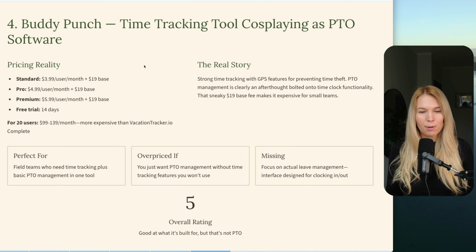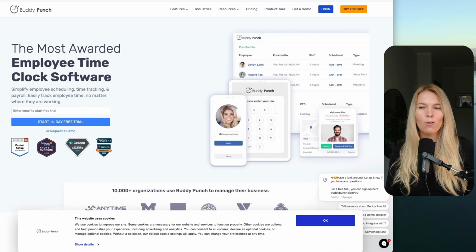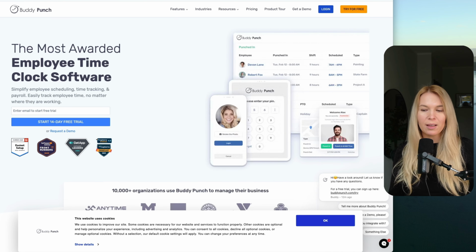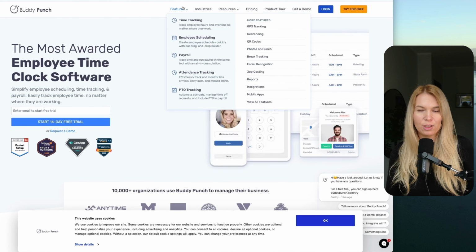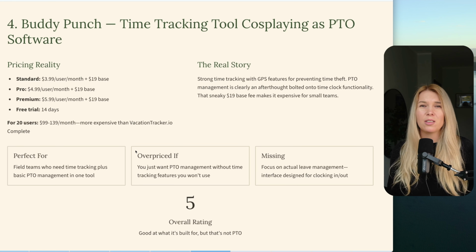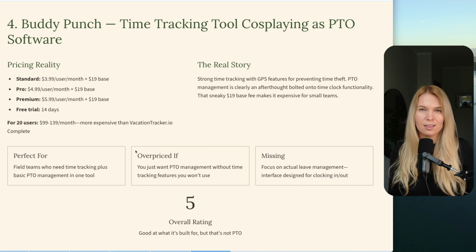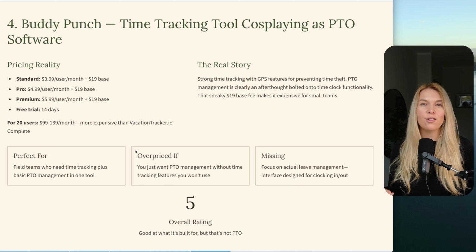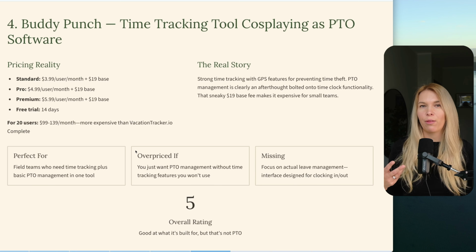The next tool is BuddyPunch. This is great for smaller teams, but only if you need time tracking features as well, because it's basically a time tracking tool that also adds vacation tracking or PTO tracking to their toolbox. So again, they are offering more features for the smaller teams, but think if you actually need them. And if your team doesn't need time tracking, then this tool isn't for you. BuddyPunch is perfect for field teams, construction sites, so basically teams that need time tracking and PTO management in one tool. They do have strong time tracking features with GPS tracking, but they are really focused on preventing time theft, and the leave management is kind of an afterthought inside the tool.